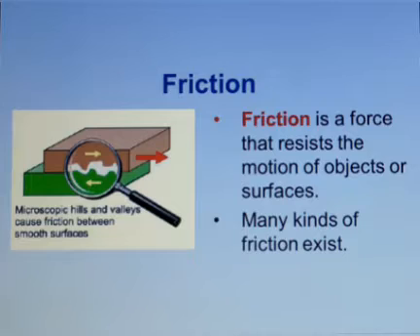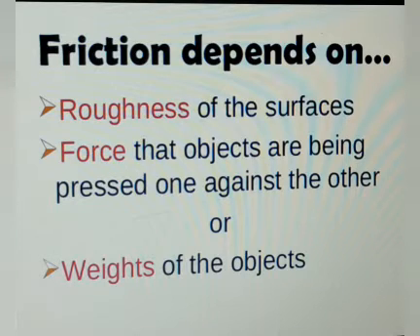Now, frictional force or friction depends upon two factors. First, friction depends upon the nature of the surfaces, and second, friction depends upon the weight of the moving object. The more the roughness of the surface, the greater is the friction, whereas smooth surfaces offer less friction.